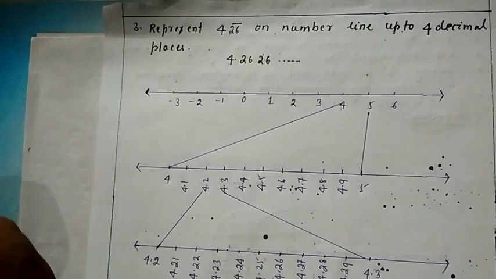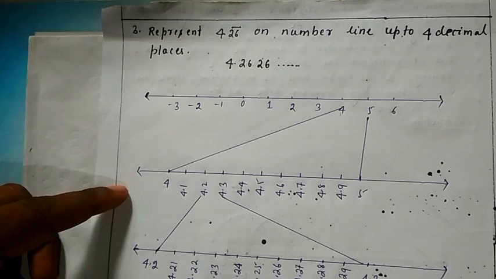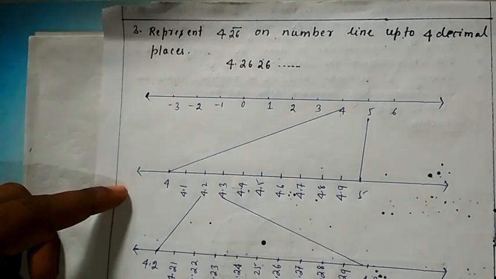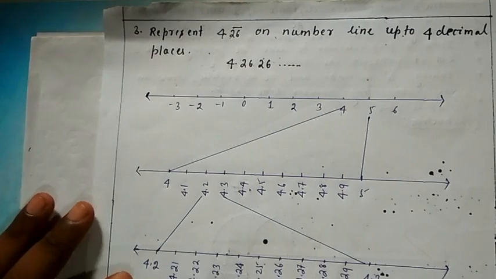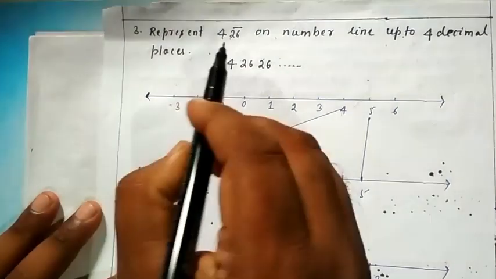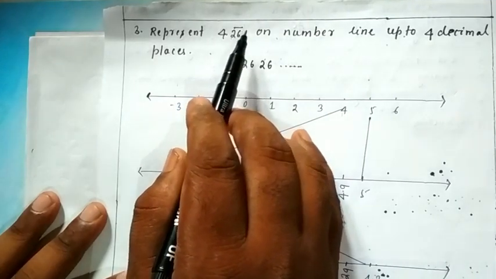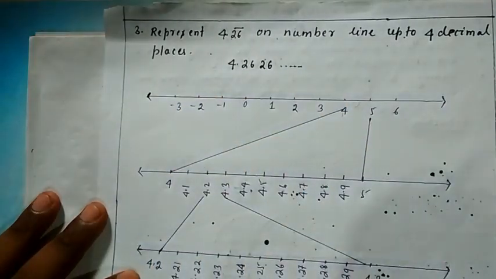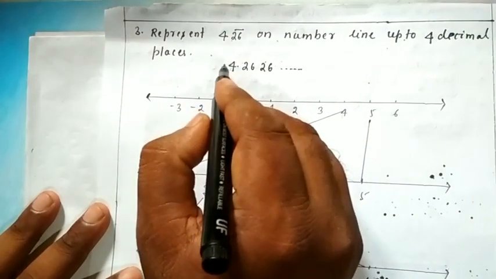Now students, I'll explain the third example, that is, represent 4.26 upon bar on the number line up to 4 decimal places. Remember, it is a non-terminating recurring decimal expansion. So 4.26 upon bar means 26, 26, 26, 26, like that you can write. I will take up to 4 decimal places as the question is saying.